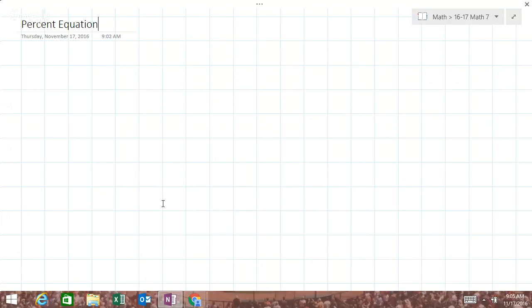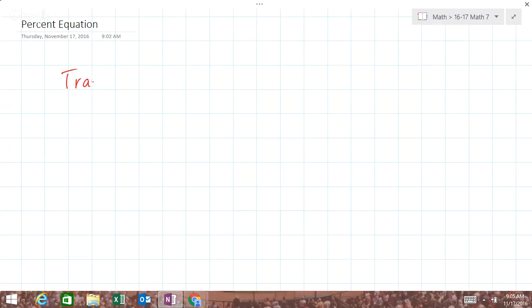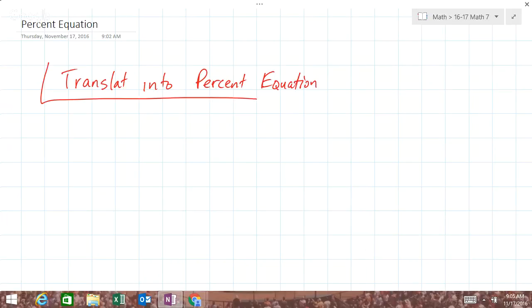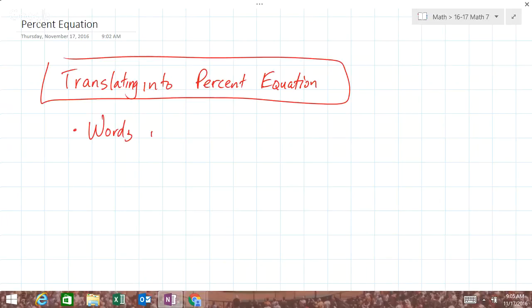Okay, the percent equation. So we're going to be translating into the percent equation. All right, so we need to know some words for math symbols. So we're going to take some words into math symbols.